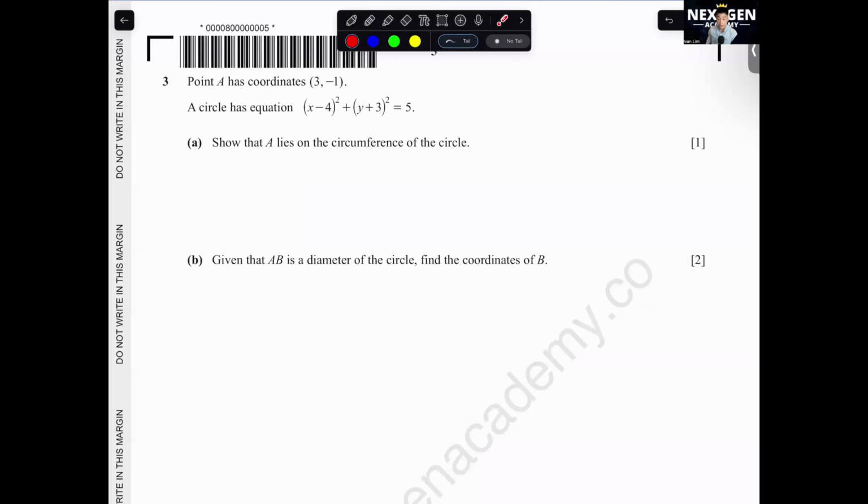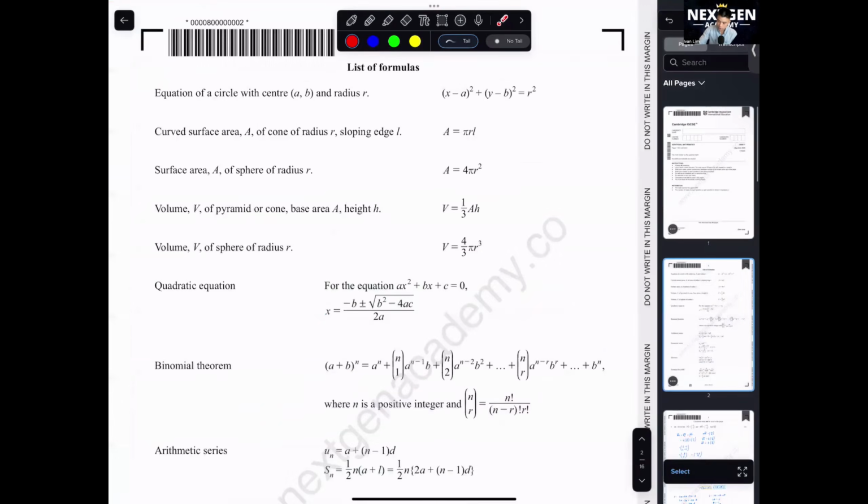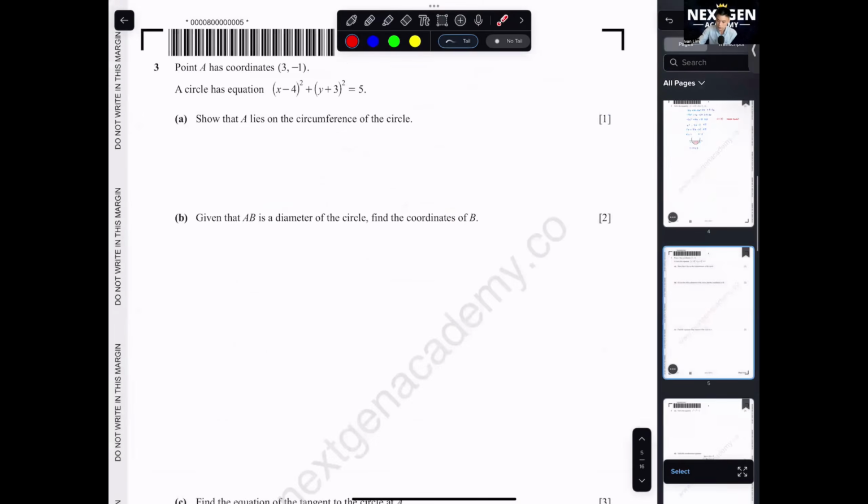Do you all remember how a circle works? The negative of this value is the x coordinate of the center. The negative of this value is the y coordinate of the center of the circle, and this is r squared. You can always refer back to the formula sheet. What does the formula sheet say? (x - a)² + (y - b)² = r², where a and b are the coordinates of the center of the circle.